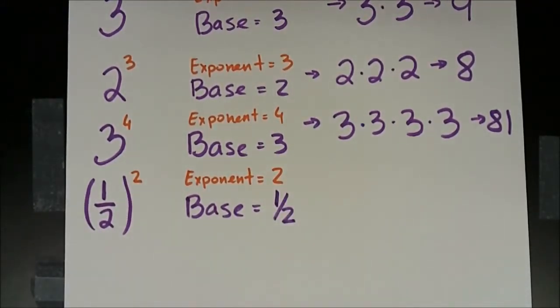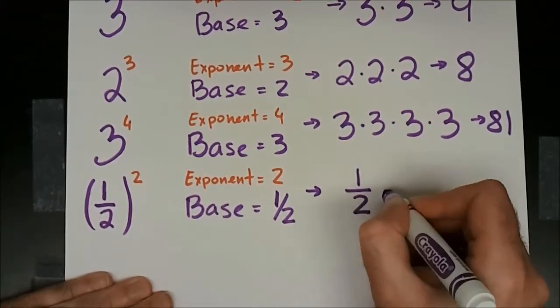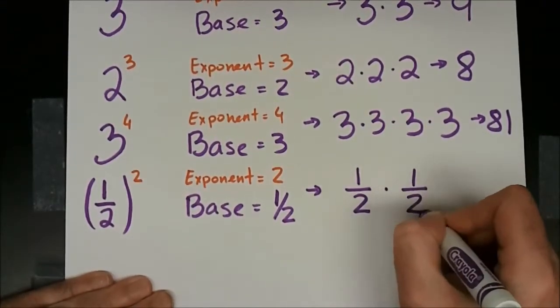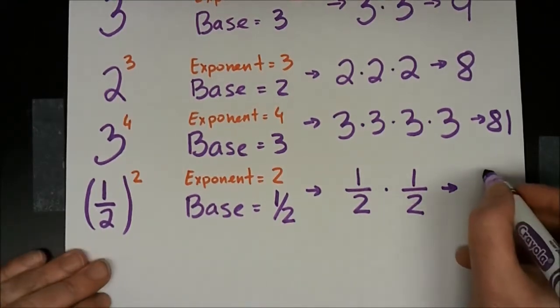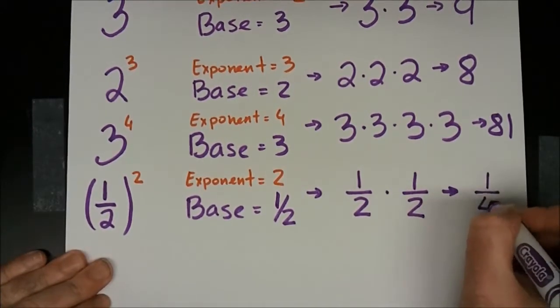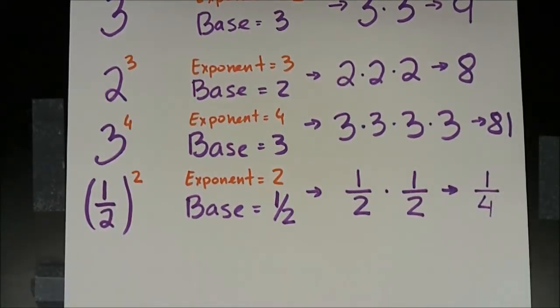So what does this mean? What does 1/2 to the second power really mean? If you said take a half and multiply it against itself twice, you'd be correct. 1/2 times 1/2. And can someone tell me what's half times half? If you said 1 over 4, you would be correct. 1 times 1 is 1, 2 times 2 is 4. And again, that shouldn't be so bad.